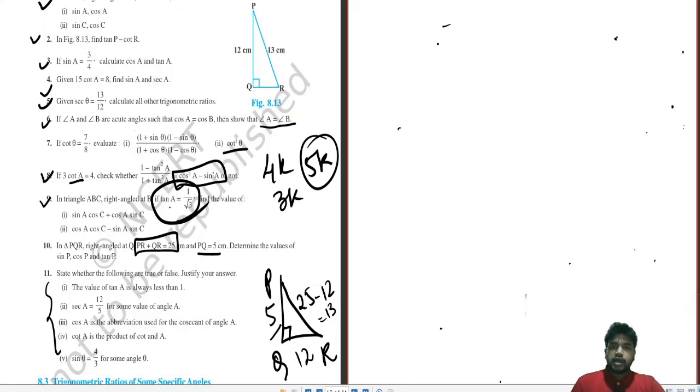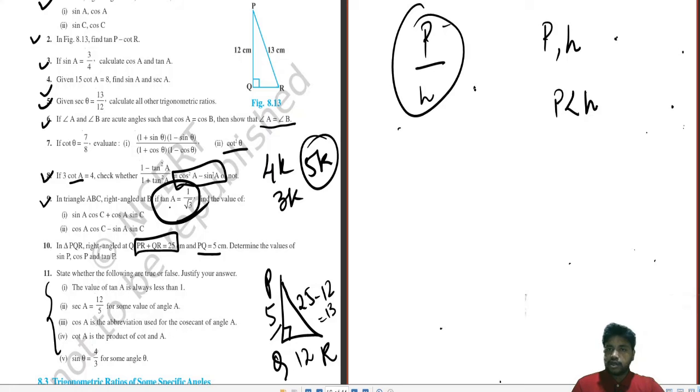See over here, for you sin A is equal to P by H. Now take an example. Which one of them is greater, P or H? You are pretty sure P is less than H. That means over here the denominator is greater than the numerator. When the denominator is greater than the numerator, the value is always less than 1. Sin theta is always less than 1.